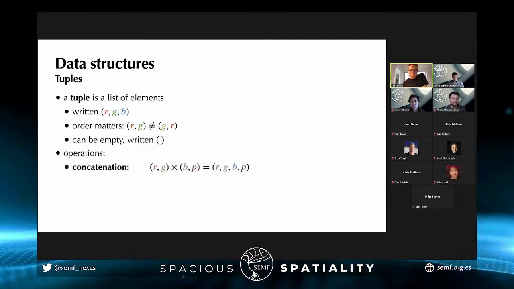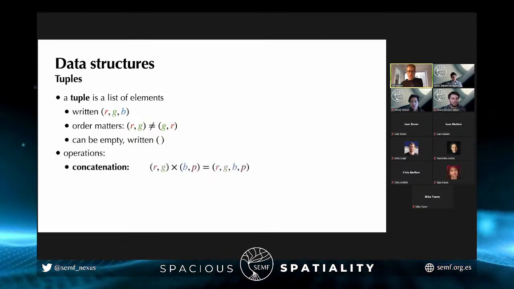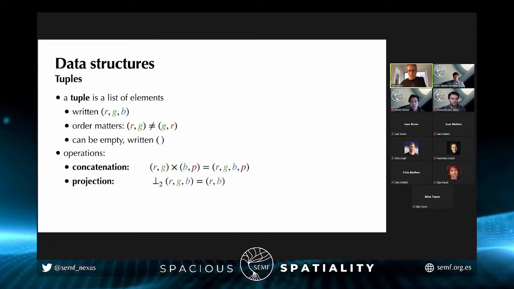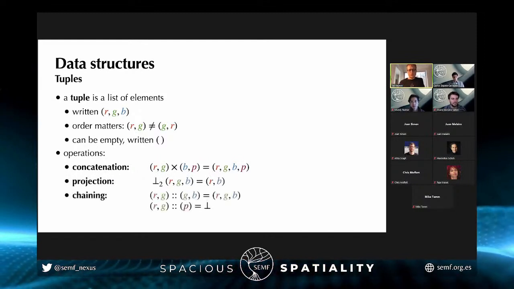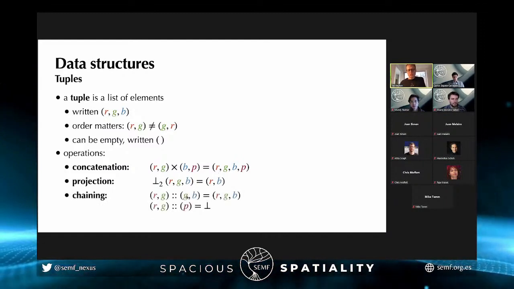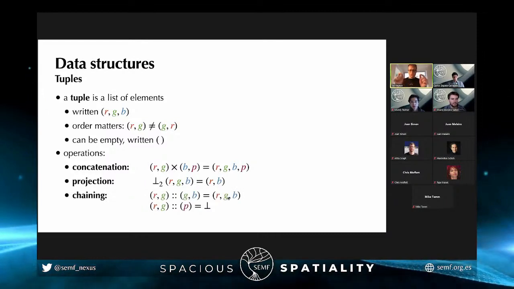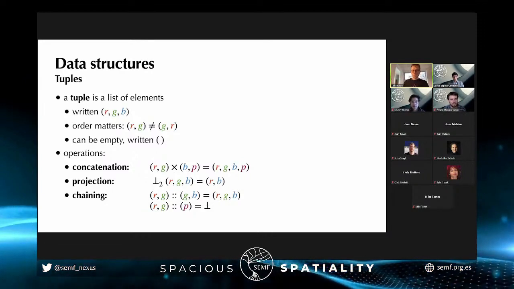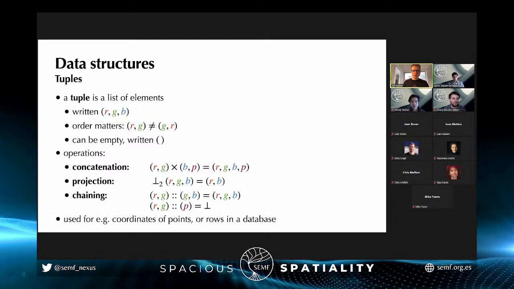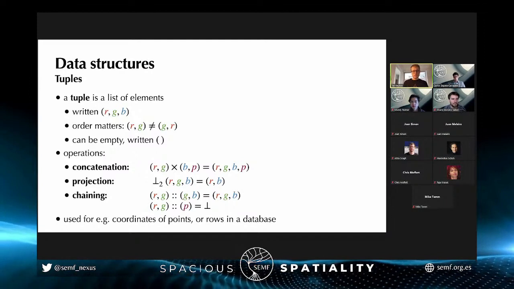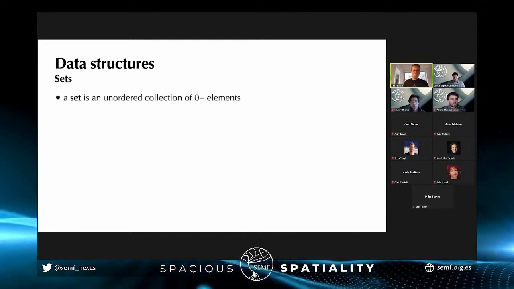And we have some operations on tuples. We can concatenate two tuples together, which means joining them into a longer sequence. We can also project larger tuples to be smaller, where we drop a particular element from the sequence, in this case, the second element. And we can chain tuples together. What that means is we ask that the last element of the first tuple is the same as the first element of the second tuple. And if they are, we form a larger tuple. And if they're not, we sort of give up. The computation fails, so to speak. And this is what's called a partial operation in mathematics. Now, these are often used for things like coordinates of points in space or rows in a database, but we'll see many examples.